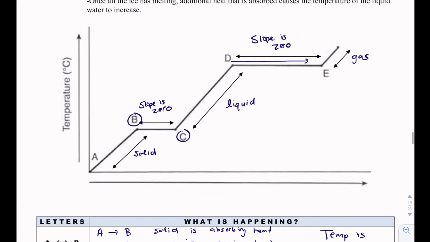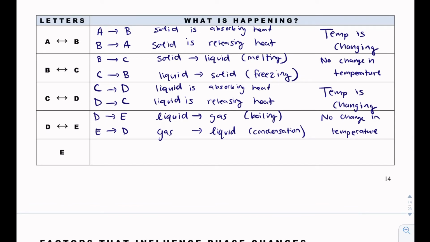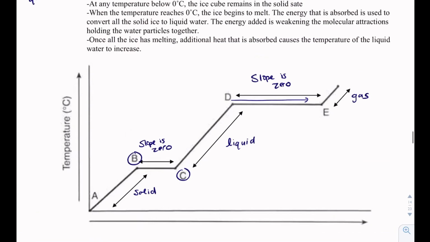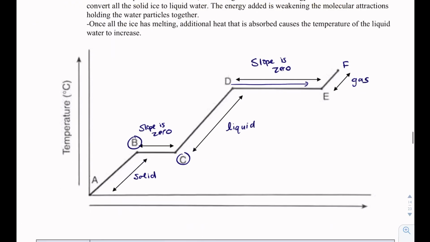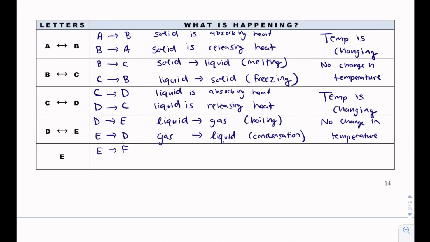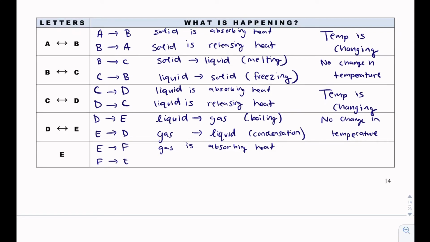And then in E, we could be going from E to, I guess, F, let's say. I don't know what F is, but that would just be our gas absorbing heat. Or we could go from F to E, where our gas is cooling or releasing heat, and our temperature is changing.